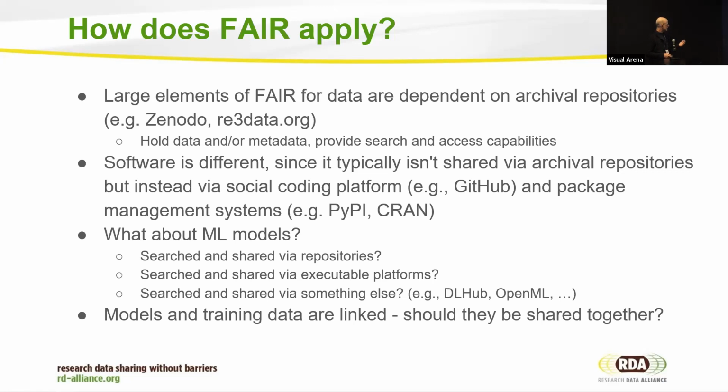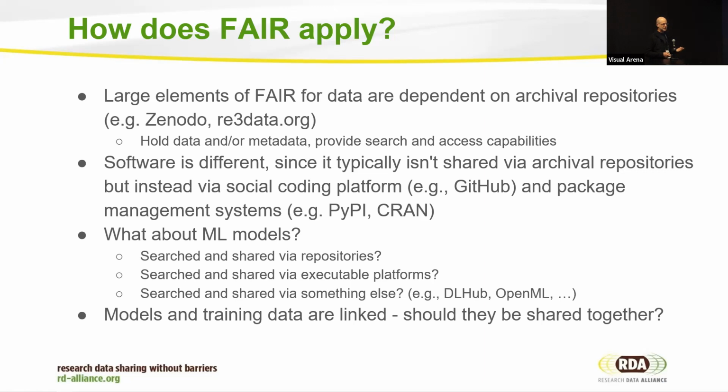Machine learning models, again, I don't think we really have a good idea of what community practice is going to be about how they're actually searched and shared. It could be that they're searched and shared through repositories like Zenodo, for example, or other archival repositories. I think it's done to some extent. They could be searched and shared via executable platforms. And then there's also other things. There's something called DL Hub, a deep learning hub.